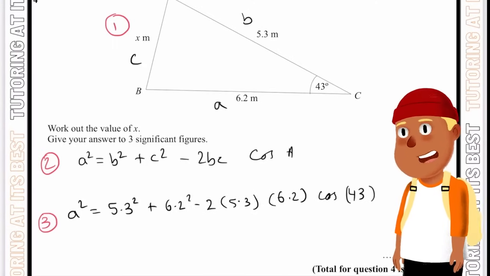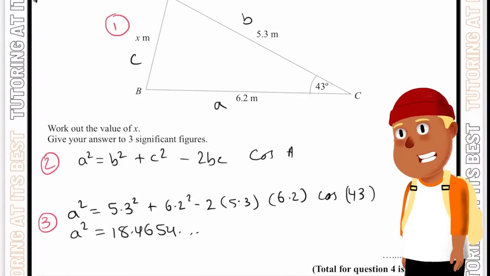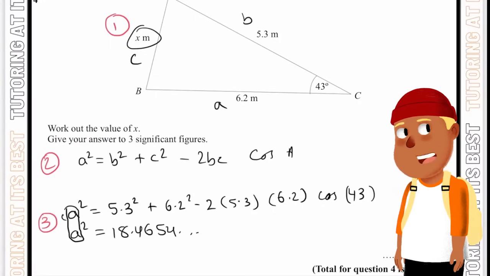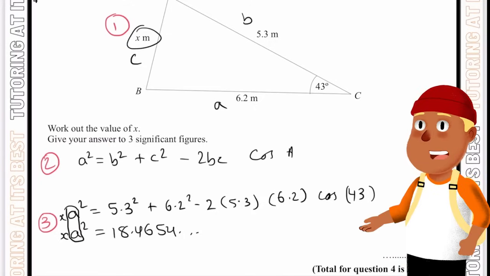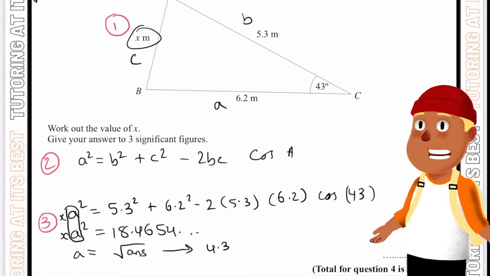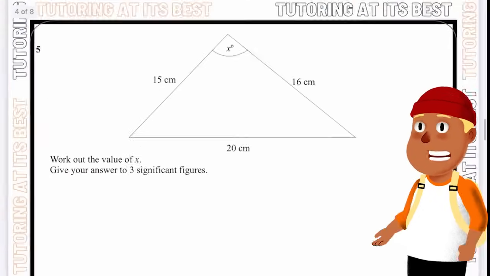And now once we've done that, we should get A squared as 18.4654. And one thing to note, I understand that this is also seen as X meters or labeled as your C. No matter what happens, you can label this as A or X or C. It doesn't make any difference as long as you are comfortable with the formula. And then moving forward, we can have A equals square root of your answer, which then means it's 4.3 to 3 significant figures. And we have 4.30. Amazing work.